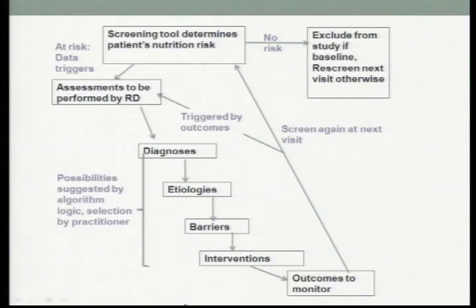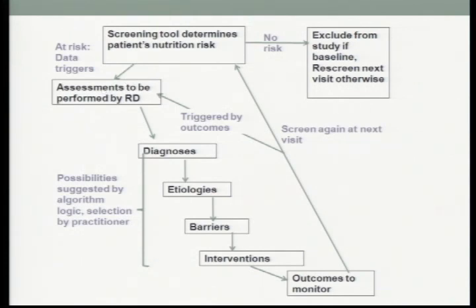So this is kind of the schematic to let you know kind of a big picture version. We have a screening tool that we've developed that includes protein energy wasting as well as the other main components that we think renal dietitians look at on a regular basis. The assessments to be performed: if your person screens out to be at risk, then they're triggered to do individualized assessments.